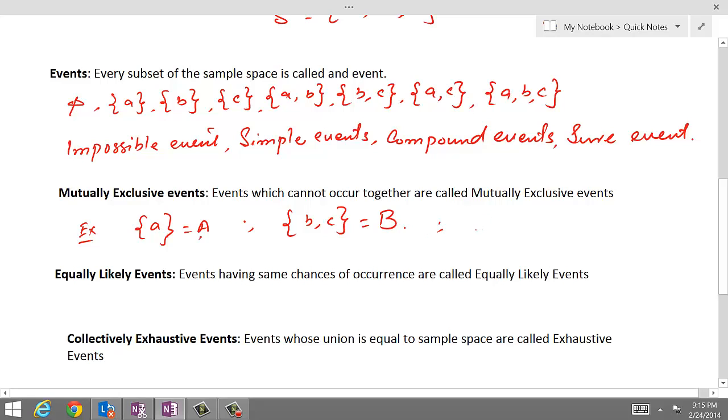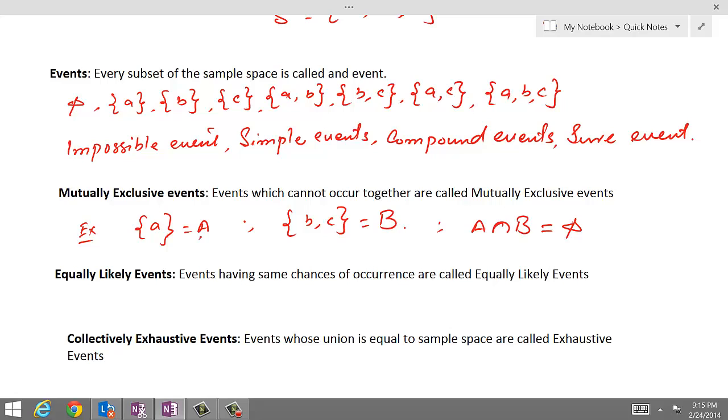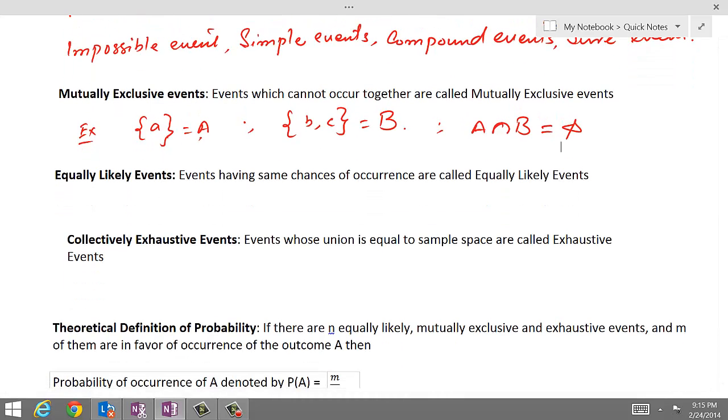In other words, it means that the intersection between these two events is equal to the null set, that is, an empty set. So two events A and B are called mutually exclusive if their intersection is a null set. Equally likely events, events which have the same chances of occurrence, are called equally likely events. And then collectively exhaustive events: events whose union, if we take the union of all the events, is equal to the sample space, then a collection of such events is called exhaustive.